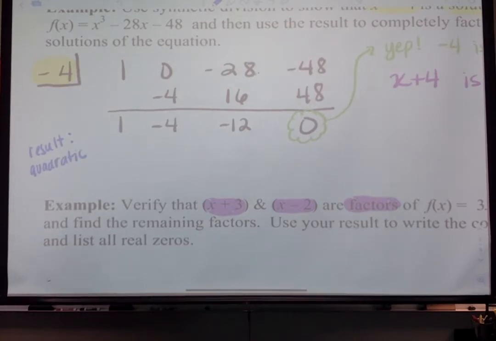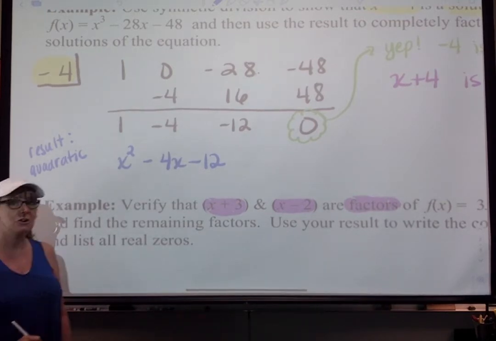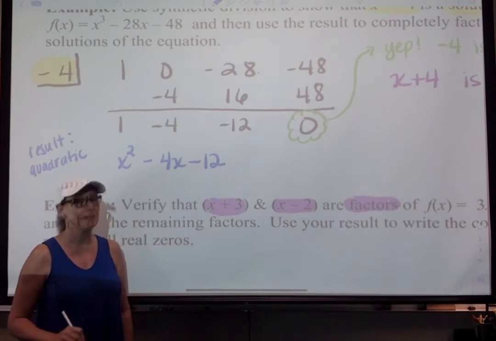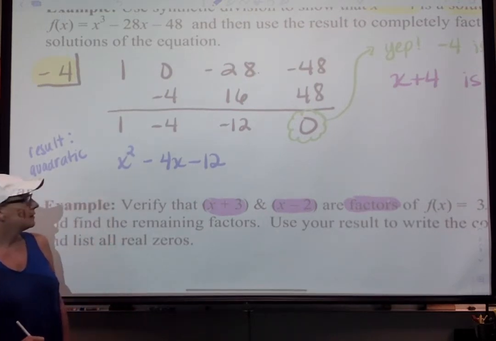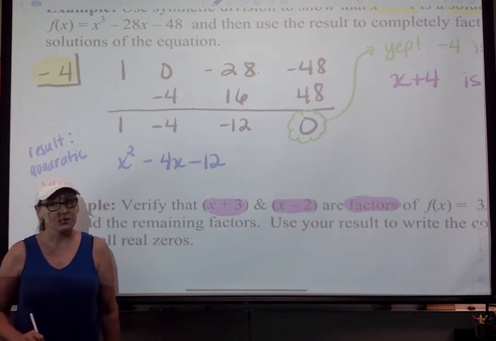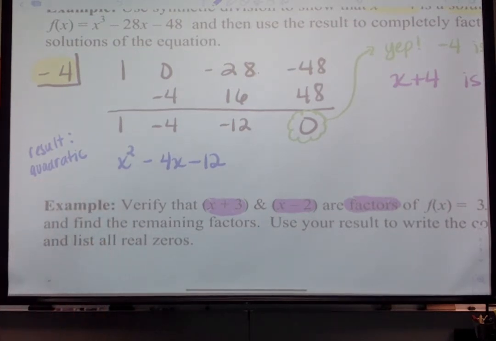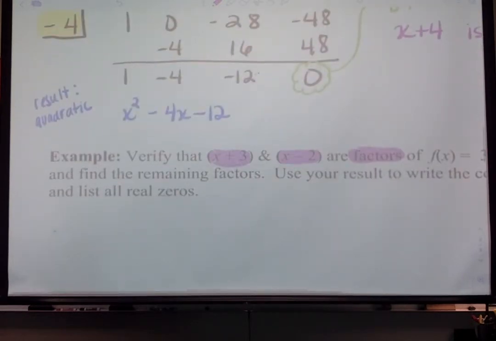Looks like this. 1x squared minus 4x minus 12. It's a quadratic. How good are you at quadratics? You should be pretty good. Can you factor it? I think you can.